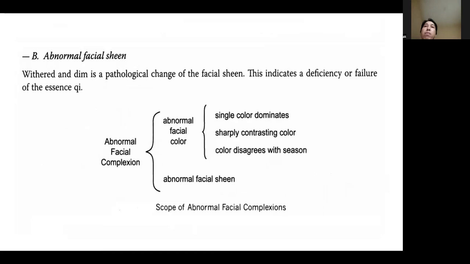Letter B, the abnormal facial sheen. Whether dim or dull is deemed a pathological change of the facial sheen. This indicates deficiency or failure of the essence qi.